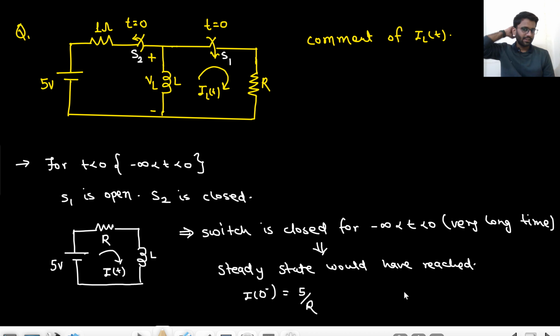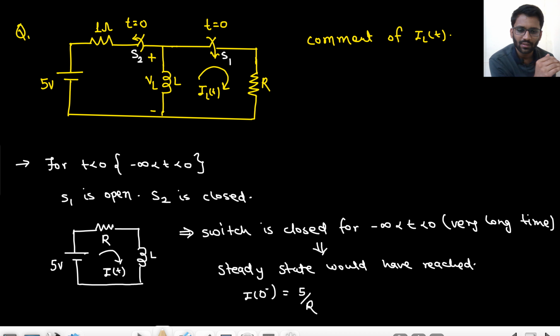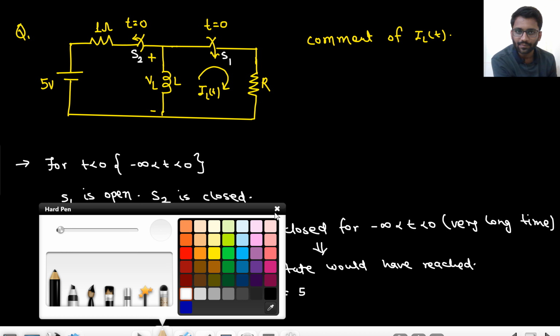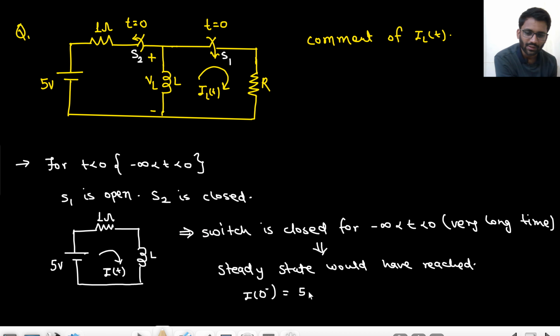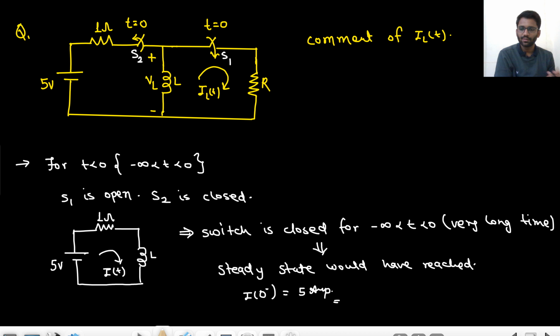Now what is happening for t greater than 0? We can't comment on the inductor voltage, but we can comment on the inductor current. IL(0 minus) will be equal to IL(0), which will be equal to IL(0 plus). That would be 5 by R. We are taking R equals 1 ohm, so it would be 5 ampere. Well and good.